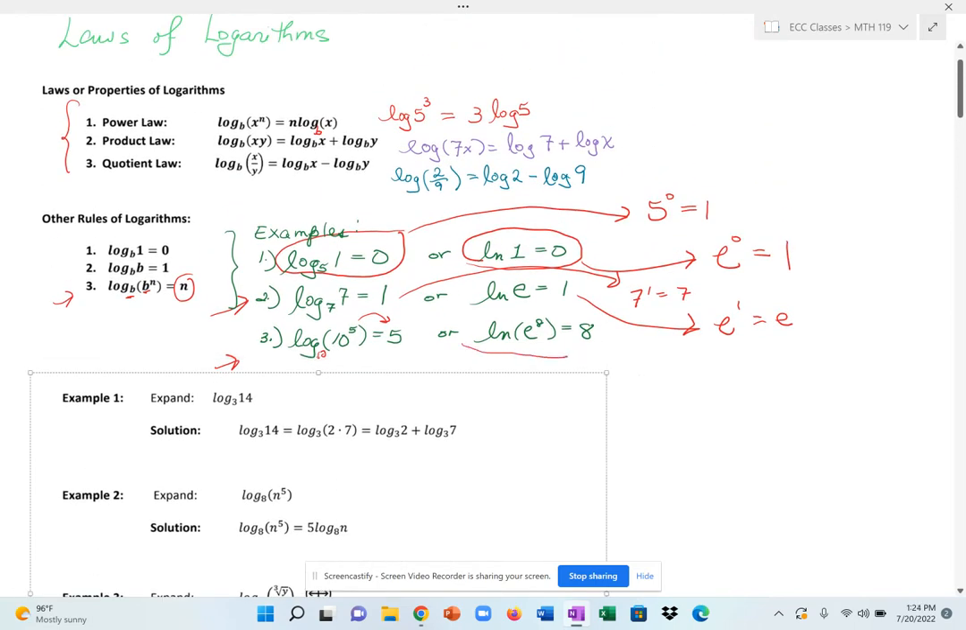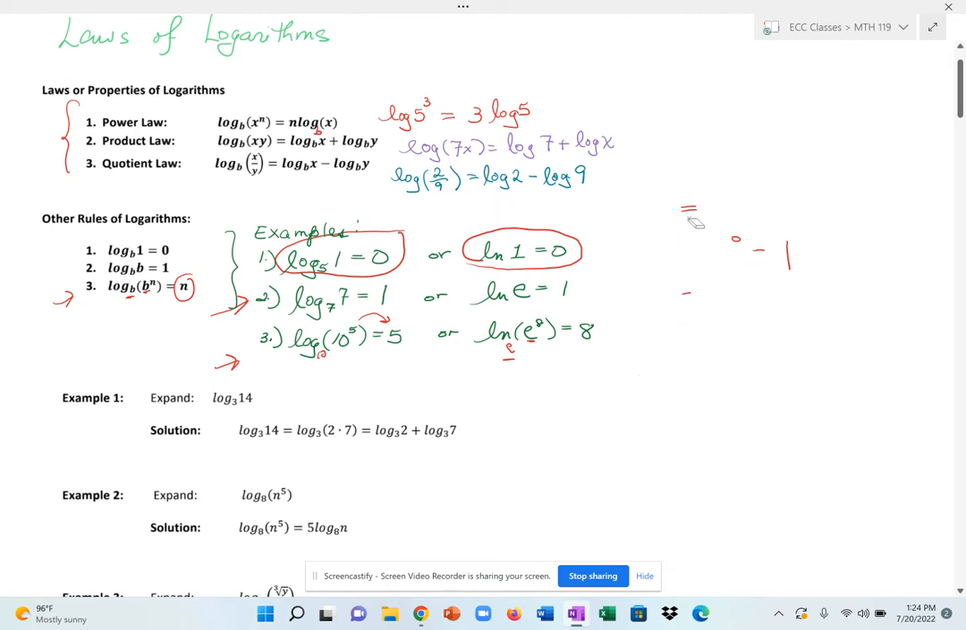Or the natural log of e to the eighth is equal to 8. Again, the base here would be e. And so as long as this base and that are the same, the answer is just your exponent. Okay, so definitely it will be necessary to memorize these logarithmic laws and these rules for logarithms in order to do a lot of the work regarding expanding or condensing logarithms as well as simplifying them.